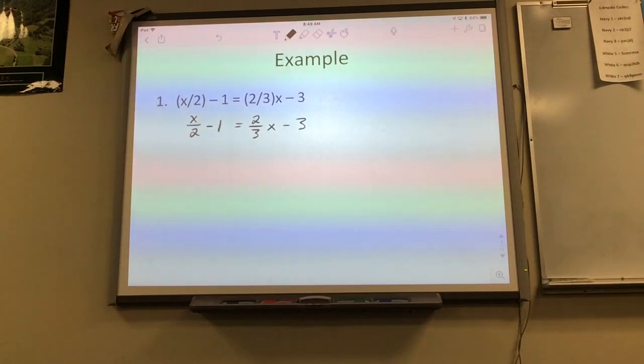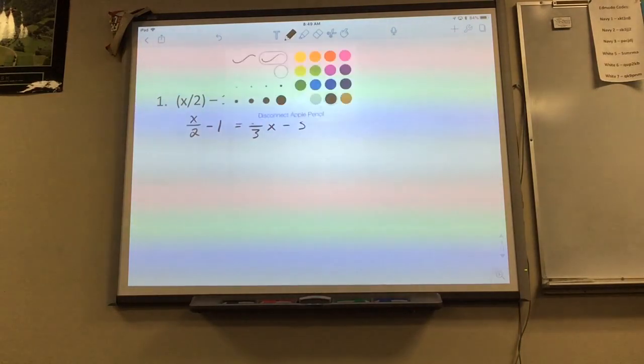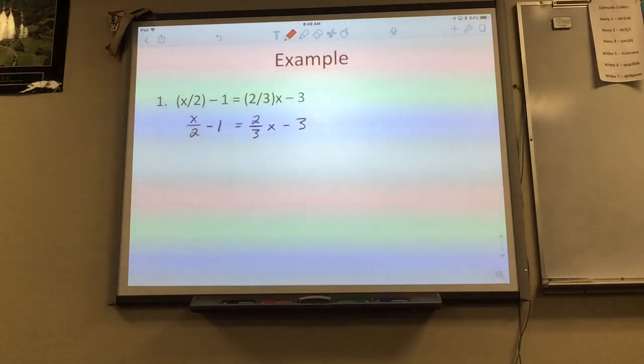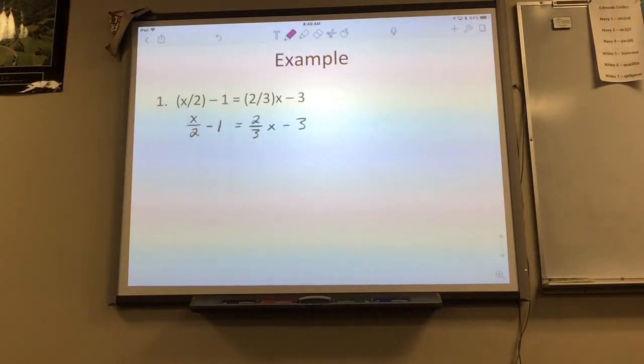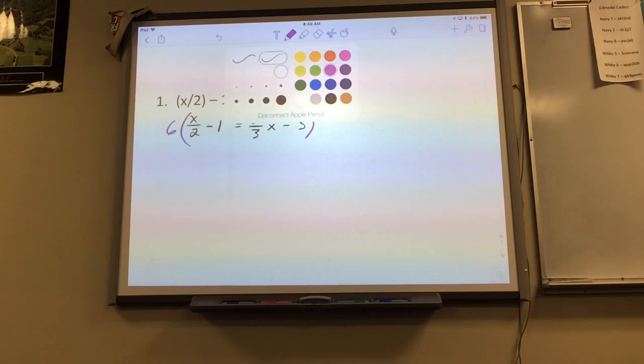We don't want to do that, because if we subtract the fractions, we'd have to get a common denominator, and that takes more work. So what we want to do instead is get rid of the fractions. How we get rid of the fractions is we multiply by the least common multiple of the denominators. What can I turn everything into that is a denominator? 6. So we're going to take everything on here and multiply it by 6.